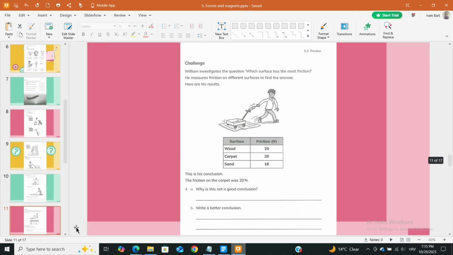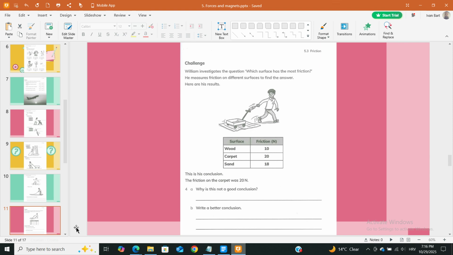5.3 Friction. Challenge. William investigates the question: which surface has the most friction? He measures friction on different surfaces to find the answer. Here are his results. Surface, friction in N. Wood, 10. Carpet, 20. Sand, 18. This is his conclusion: the friction on the carpet was 20 N. 4. A. Why is this not a good conclusion? B. Write a better conclusion.